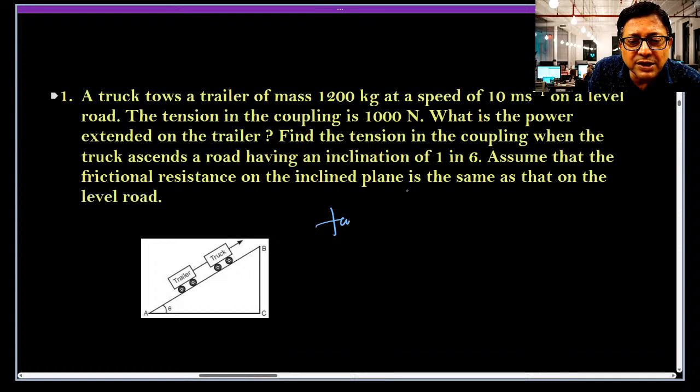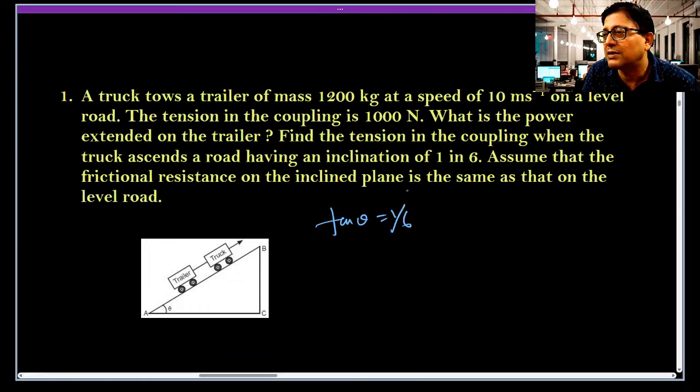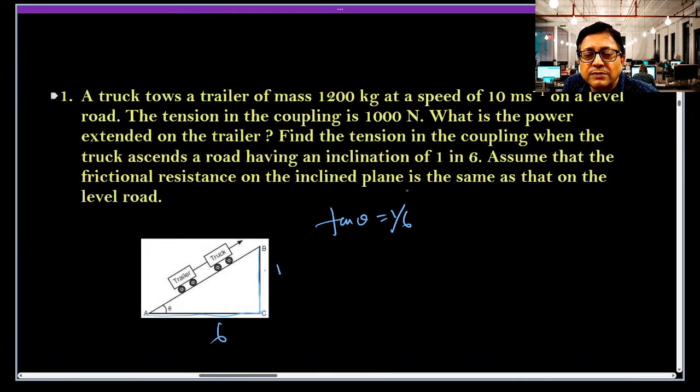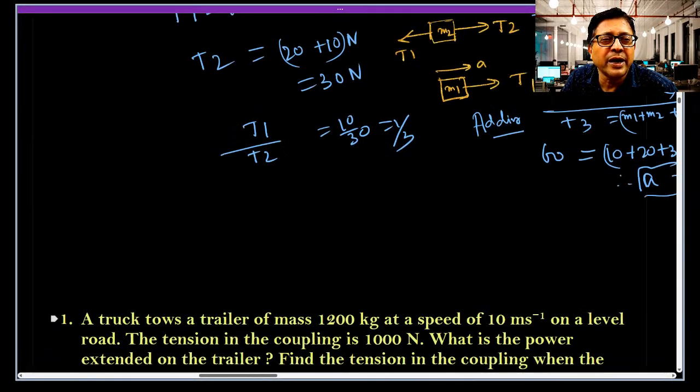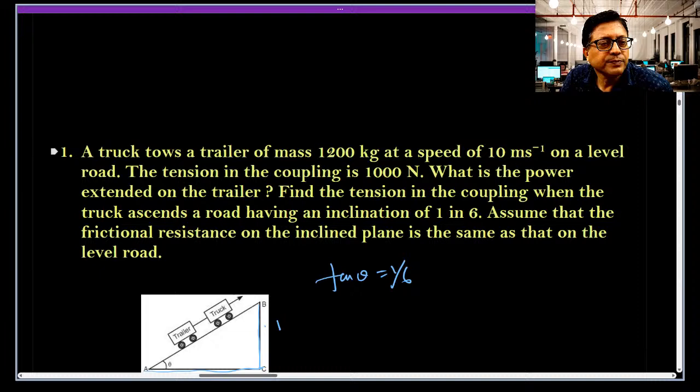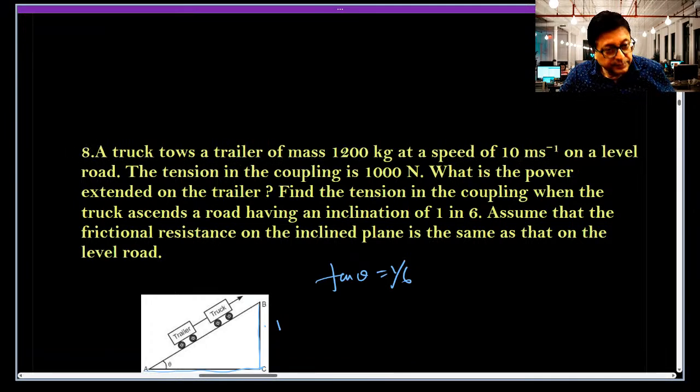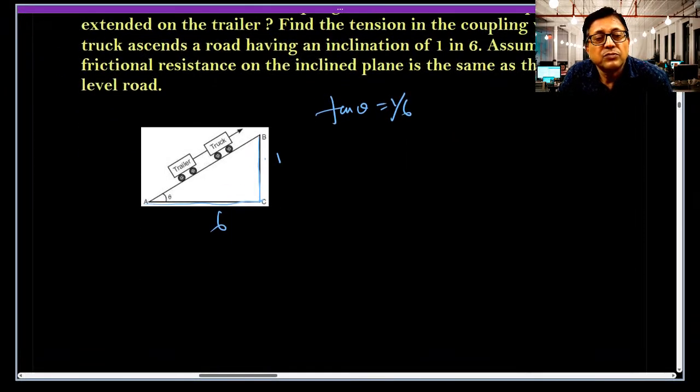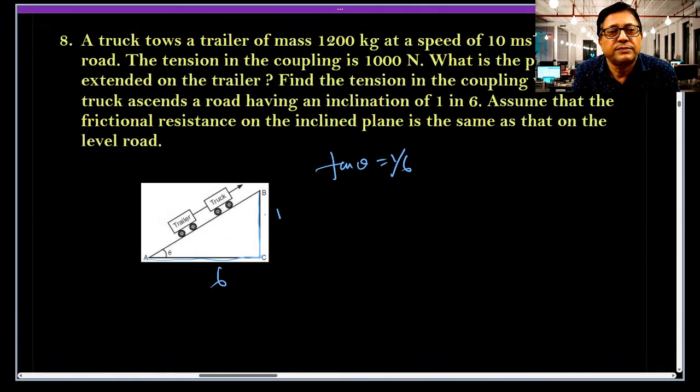It means tan theta is 1 by 6. I mean this part 1, so this part will be 6. It's like that. Clear? 1 in 6 means that. Assume the frictional resistance on the inclined plane. This is number 8. Read the sum and start.